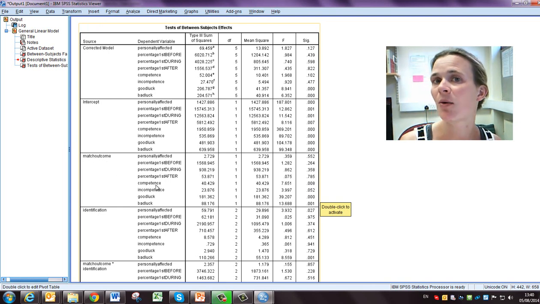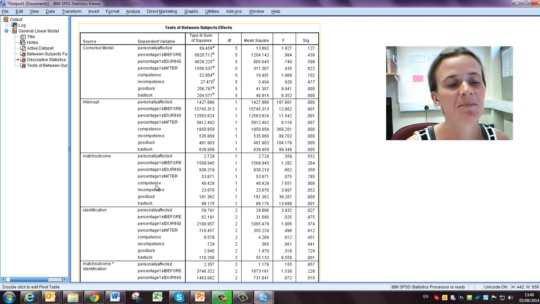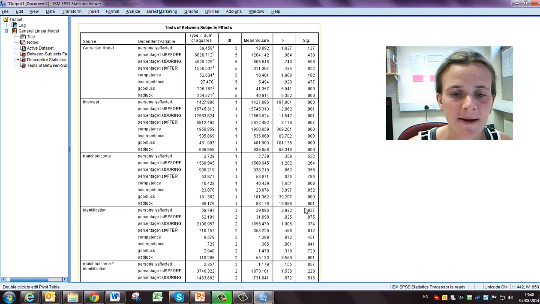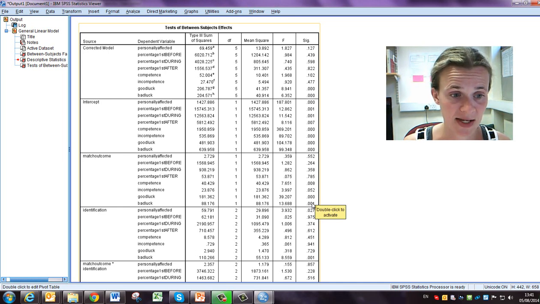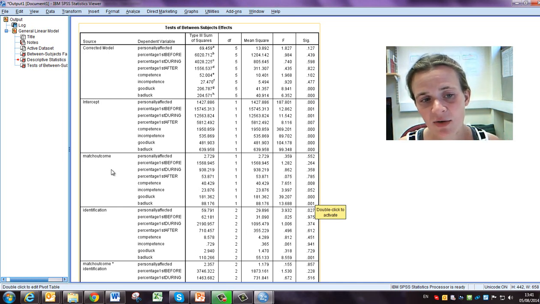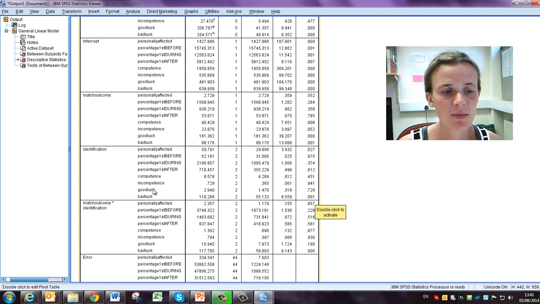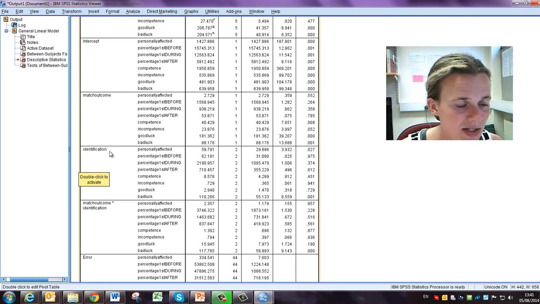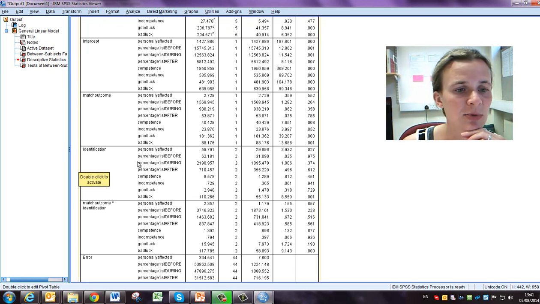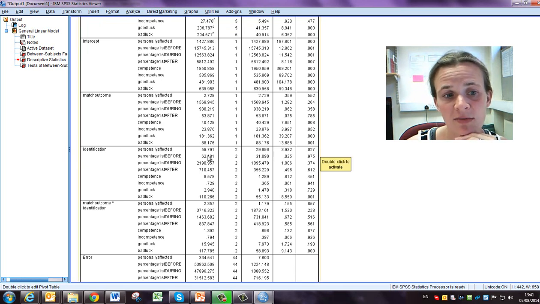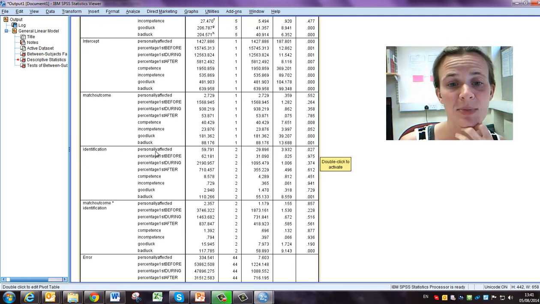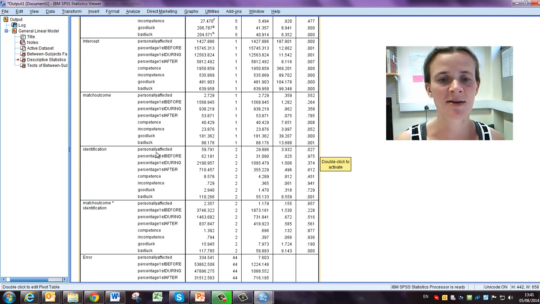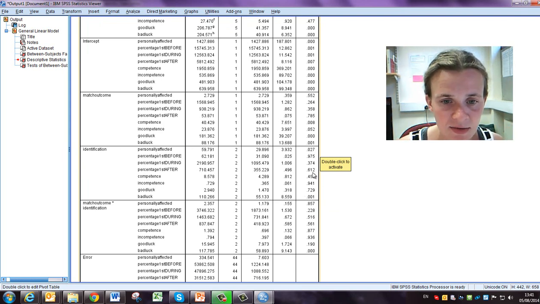We don't know in what direction that effect is. We need to look at the means for that. And it's a significant effect on the good luck measure and on the bad luck. Now that's in itself not surprising, but what we're really interested in is to see an interaction effect. So we just look here at identification, the other independent variable. There is an effect on how personally affected people feel, which is not surprising either. Nothing else except bad luck.